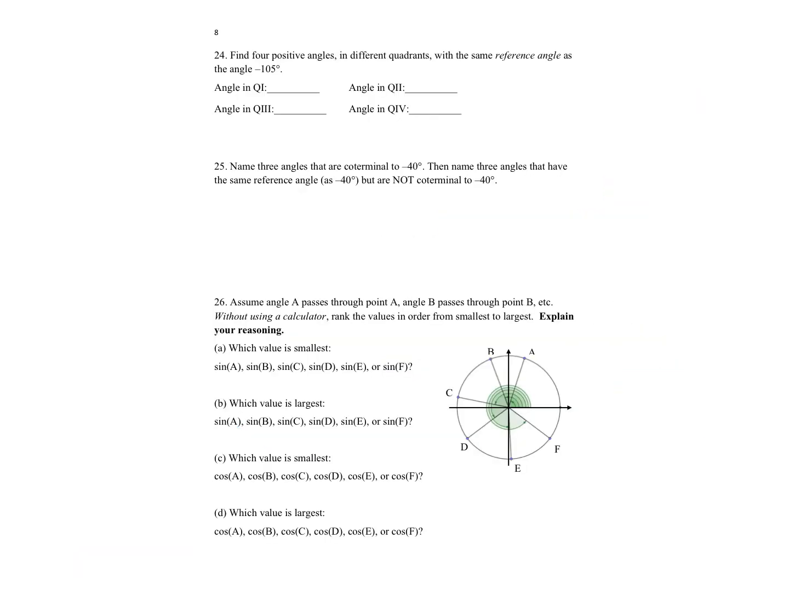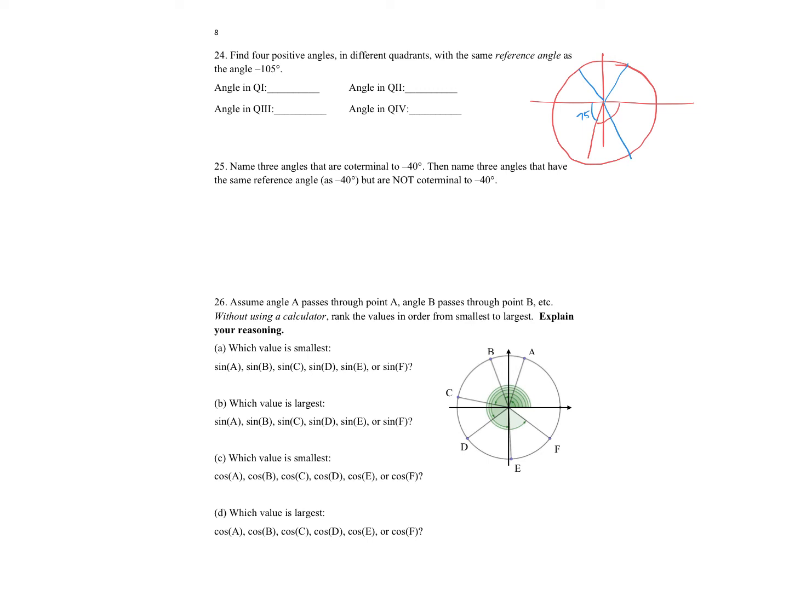Okay, find 4 positive angles in different quadrants with the same reference angle as -105. Let's think about this. If I go -105, that's going to be past -90, so that's over here. And so let's figure out its reference angle. If I did 180 minus 105, that gives me a reference angle of 75 degrees. So I can just draw all of those 75-degree reference angles.